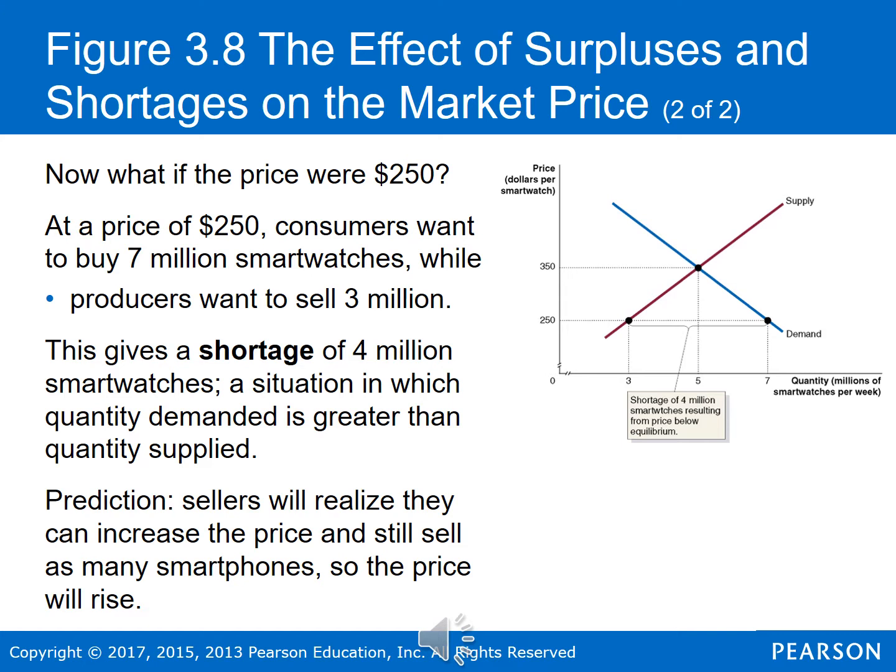And as the price increases, consumer demand is going to fall. So people that are only willing or able to spend $250 on smartwatches, before, when the price was $250, they were willing to buy there. But as the price increases, they're less and less willing and able to buy. So by the time we get back to that price of $350, only 5 million consumers are willing to purchase smartwatches. So again, we've reached market equilibrium.